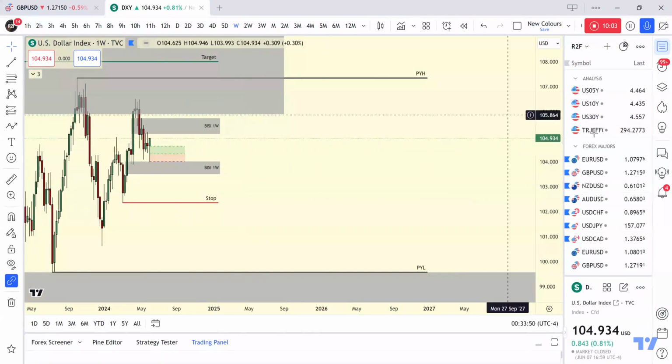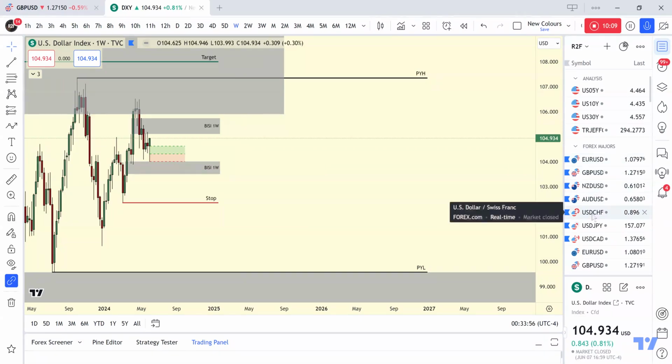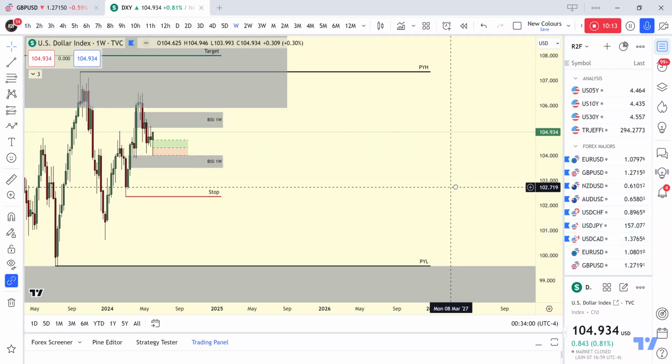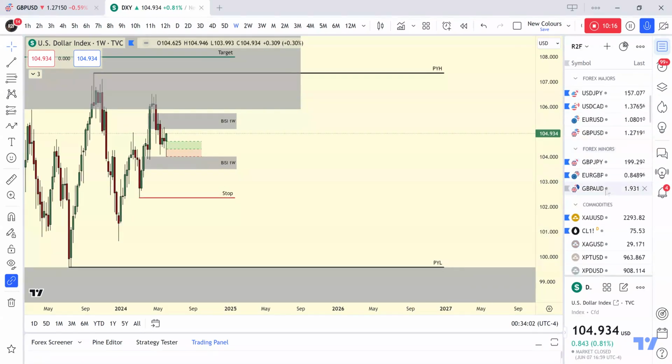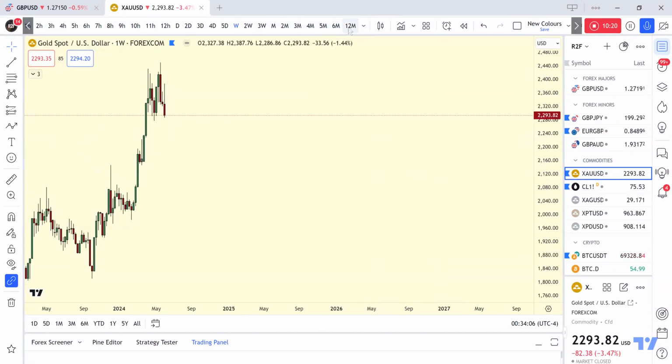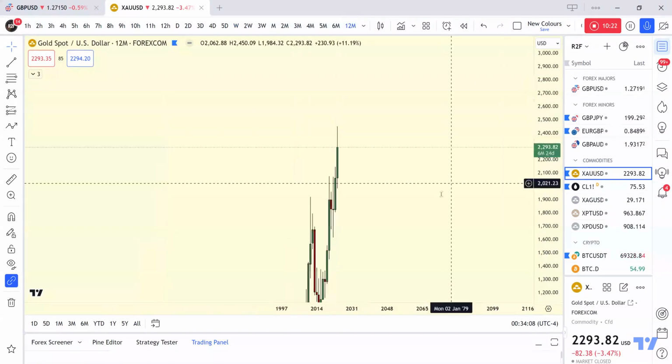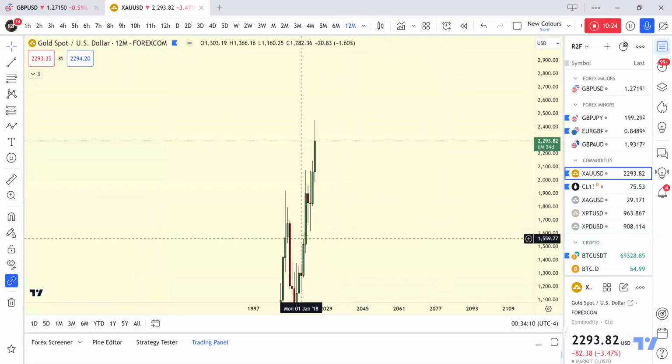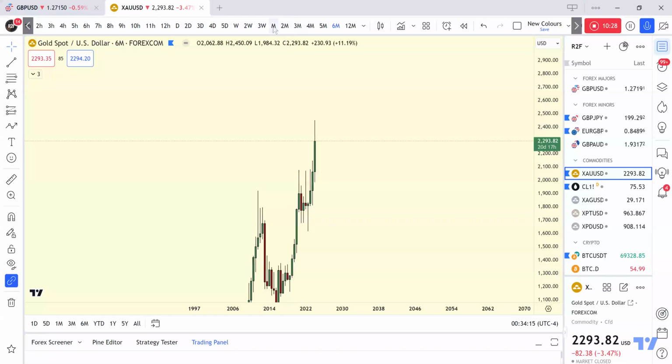So just look for the inverse on things like Euro USD, Pound USD, and look for something in the similar direction with USD Swiss franc, yen, CAD. So let's go look at gold. Nothing on the 12-month besides price coming to this gap. Yeah, great. We want something more current.